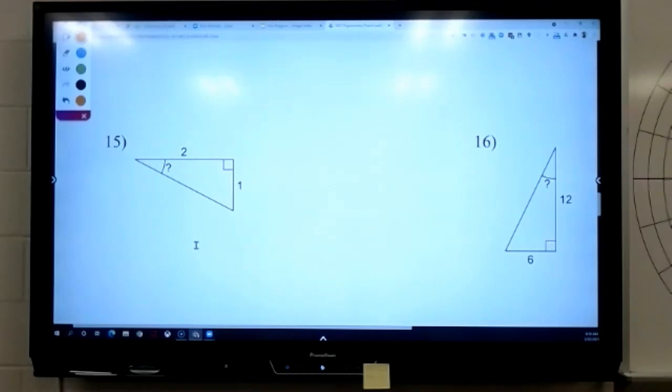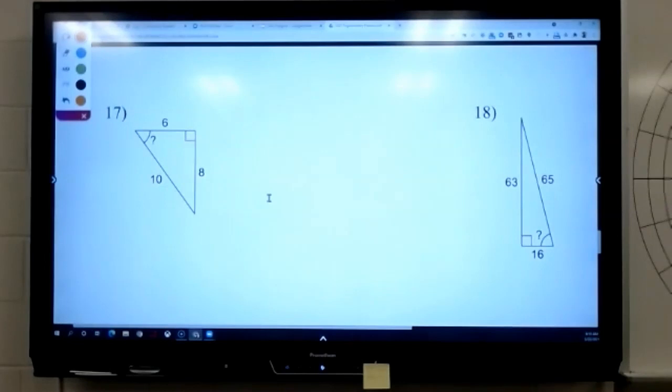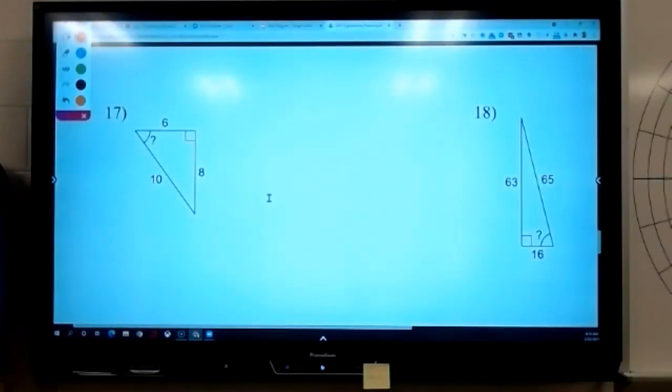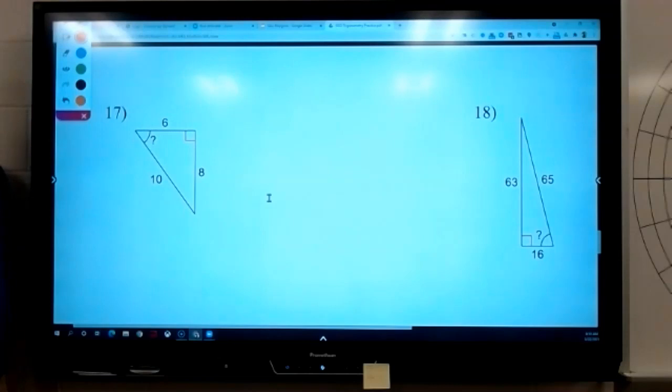All right. And how about this guy? How do I find that? Any of them. How come any of them? Meadows, how come I could use SOH or CAH or TOA? Let's go back. Earth to Meadows. How come I could use any of them? Sine or cosine or tangent.